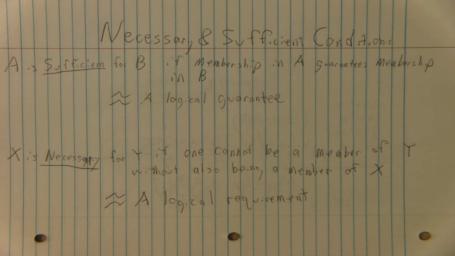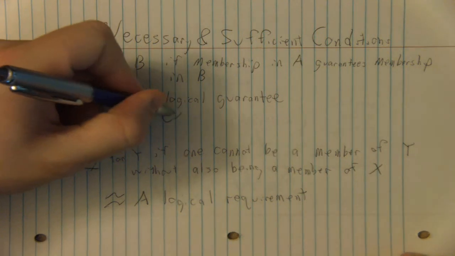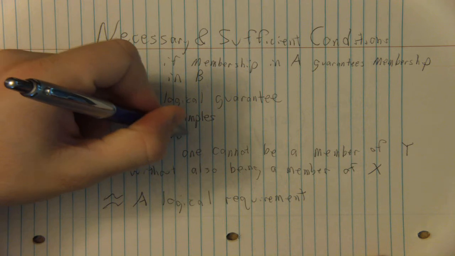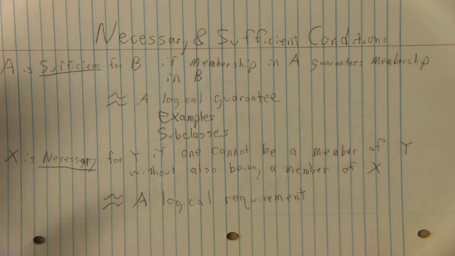So I've put the precise definitions and then kind of a crude generalization for both of them. A is sufficient for B if membership in A guarantees membership in B. So you could think of a sufficient condition as a logical guarantee. What kinds of things are logical guarantees? And we'll look more closely at this later. Well, things like examples and subclasses are logical guarantees.